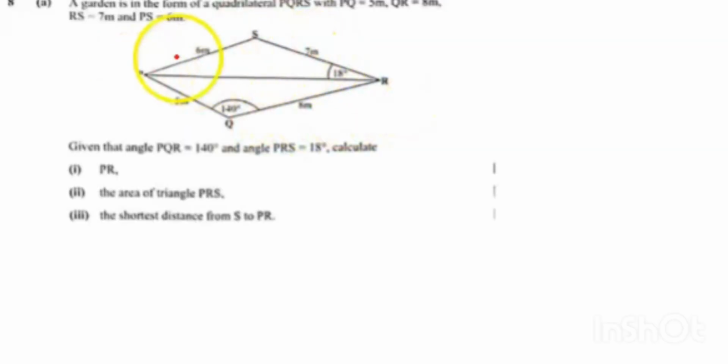Hello guys, welcome back. In today's video, we are looking at 2025 Math Paper 2 GCE and we're answering question 8 under trigonometry. The question is in the form of a quadrilateral PQRS, and we are given that PQ is 5 meter, QR is 8 meter, RS is 7 meter, PS is 6 meter. Given that angle PQR is equal to 140 degrees.